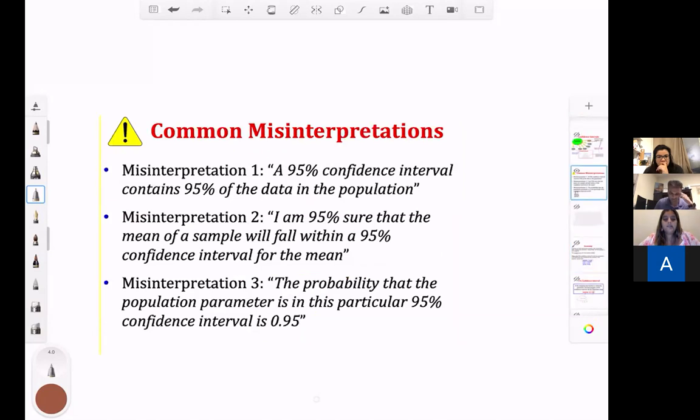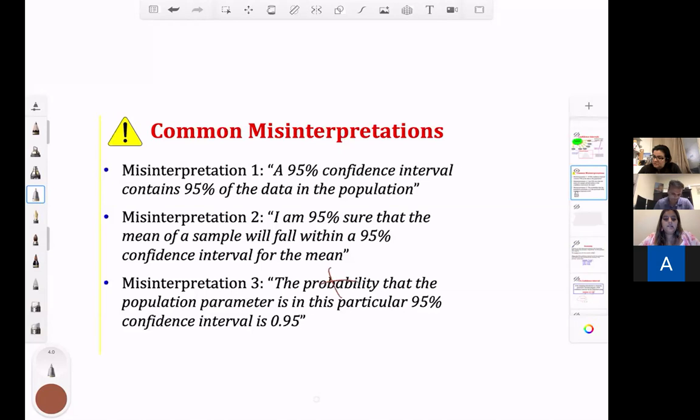Good, we should click this. This is not good. Second one: I am 95% sure that the mean of the sample will fall within the 95% confidence interval for the mean. When we're using a 95% interval, we're not talking about the sample, we're dealing with the population. The last one: the probability that the population parameter is in this particular 95% confidence interval is 0.95. That's not correct. We're not talking about probability.